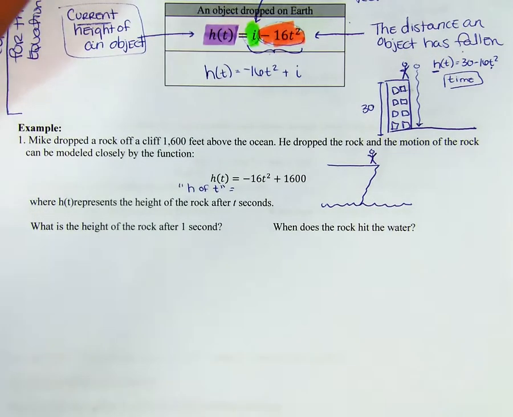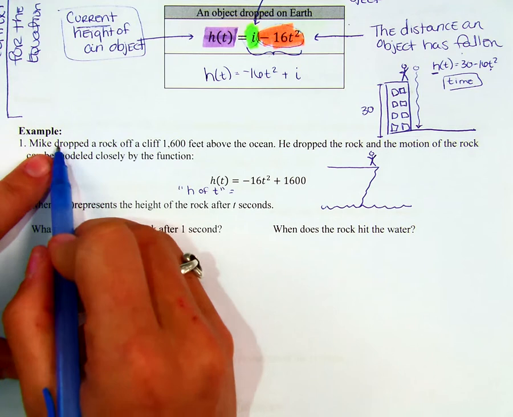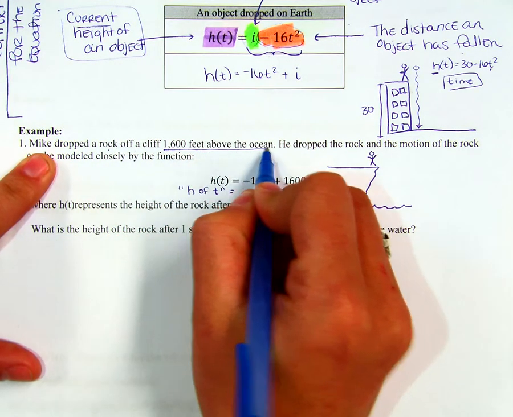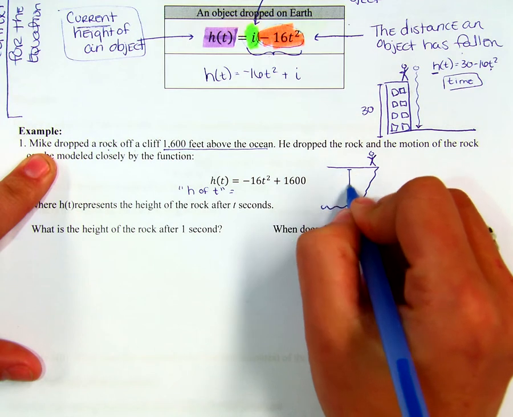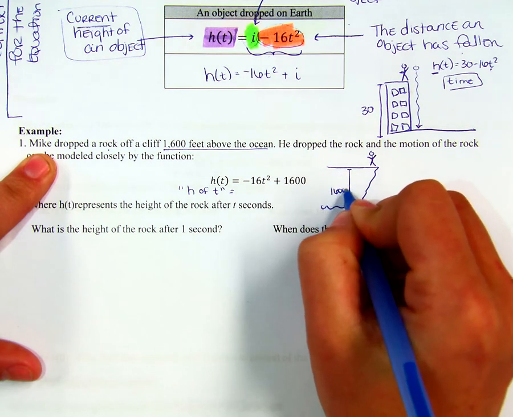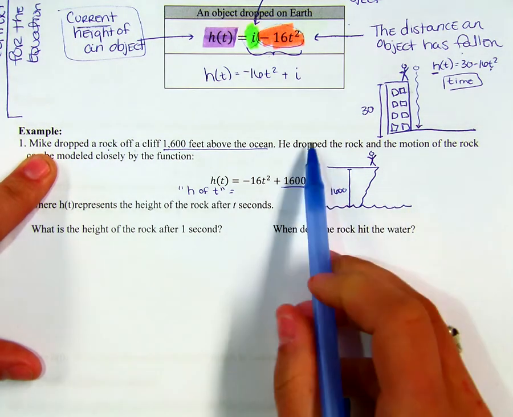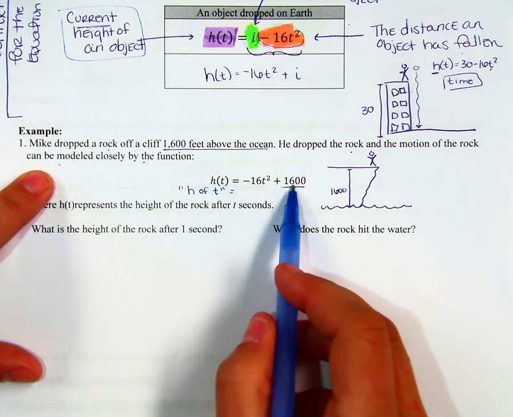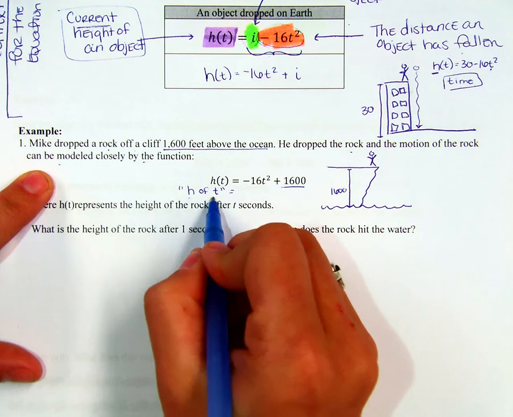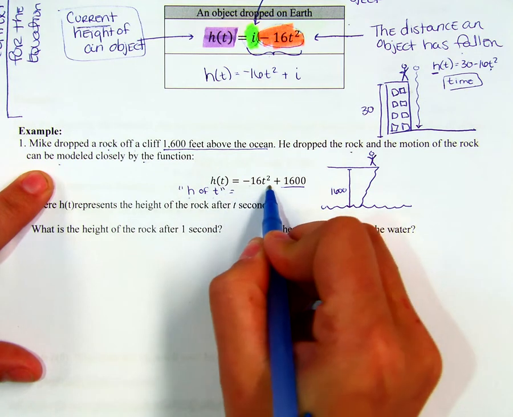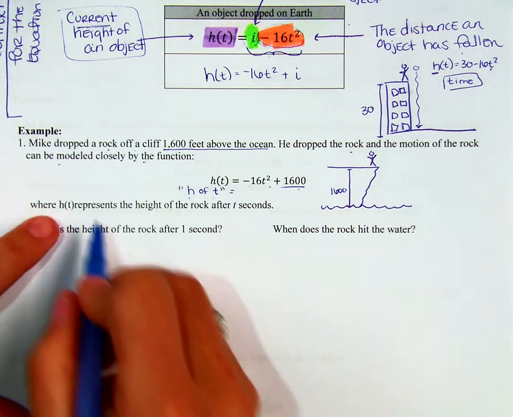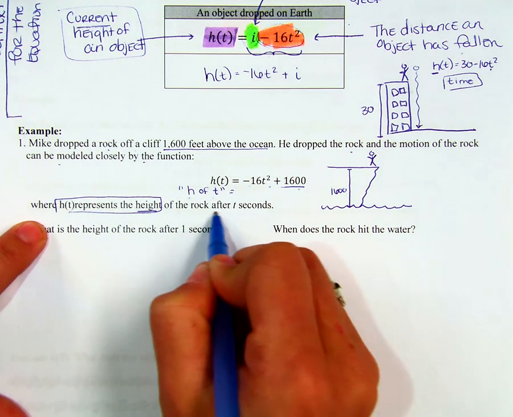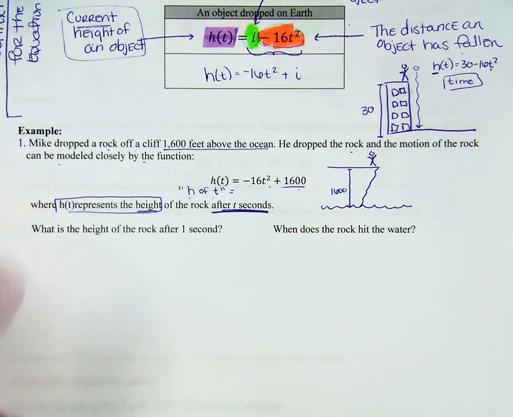Let's do an example. It'll give you a little bit more context. Mike dropped a rock off of a cliff 1,600 feet above the ocean. So that's going to be your initial height. It's 1,600 feet. You can see that here. He dropped the rock, and the motion of the rock can be modeled closely by using this function. So the function h of t is equal to negative 16t squared plus 1,600, where h of t represents the height of the rock after t seconds.